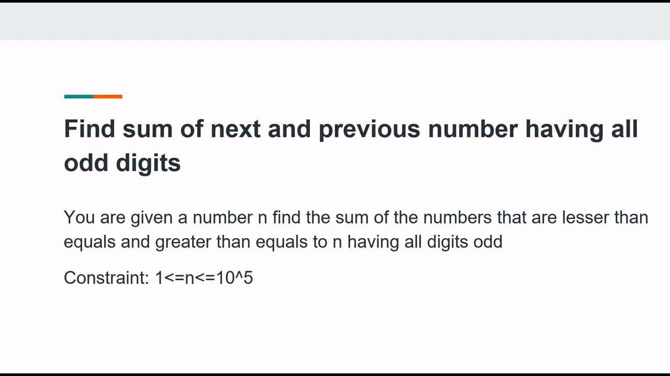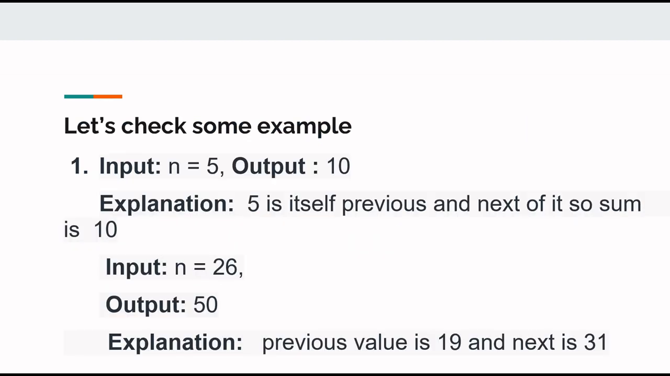The next question is a very interesting question, based on numbers. It's saying we need to find the sum of the next and previous number having all odd digits. So what it's saying is, we are given a number n. Find the sum of numbers that are lesser than or equal, or greater than or equal, to n having all odd digits. Okay, the question looks confusing. We will quickly move to the question and check what it is actually saying with an example.